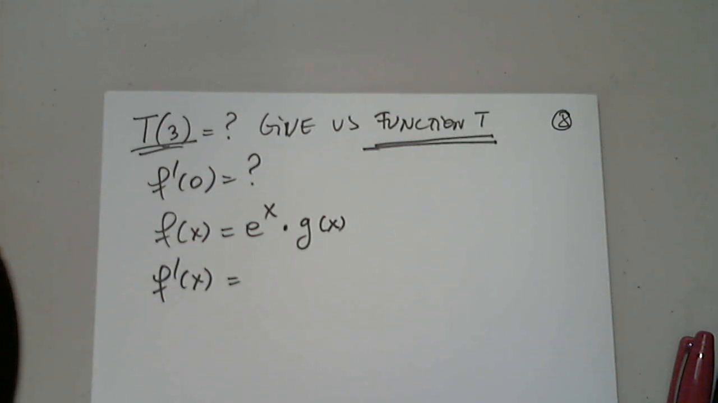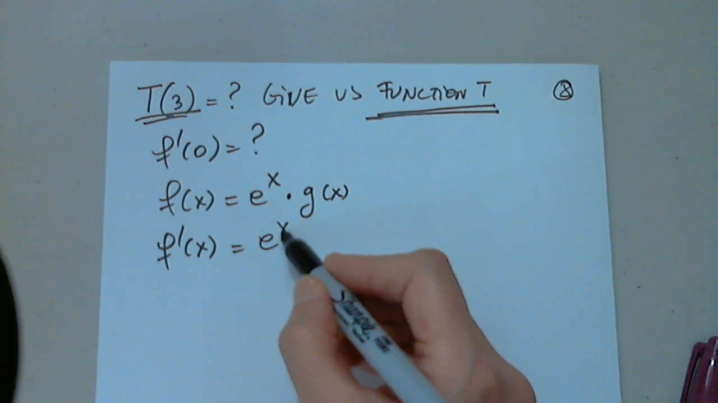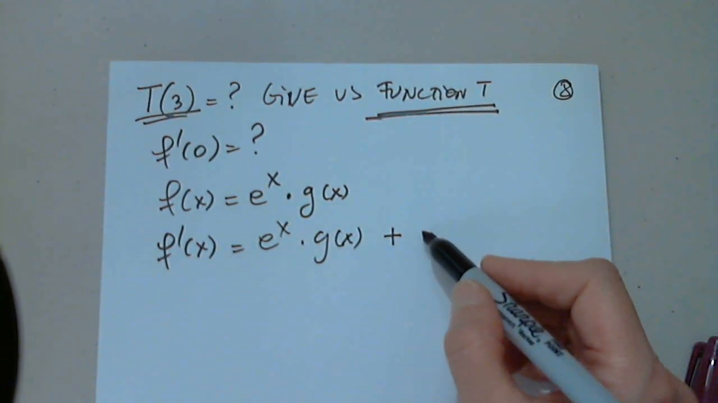So we're going to be applying the product rule? I'm ready. Anyone who would like to try? It's going to be e to the x times g of x, plus g prime of x times e to the x. Yes.